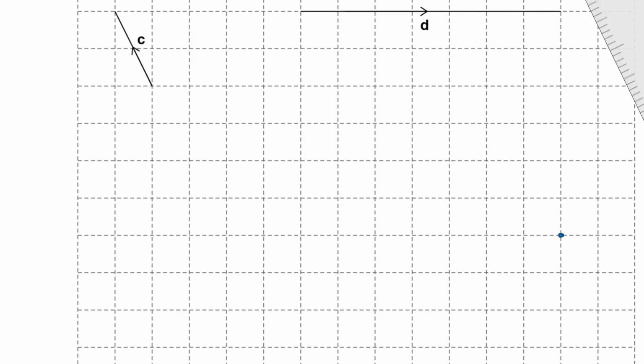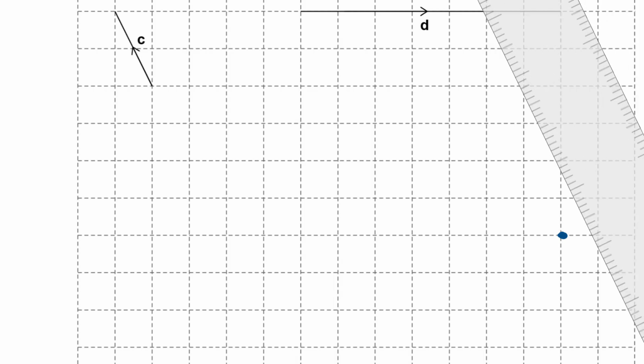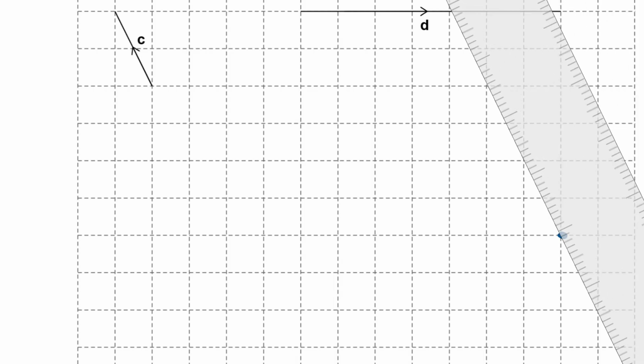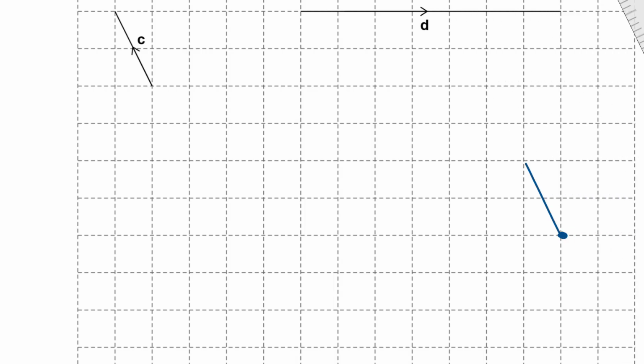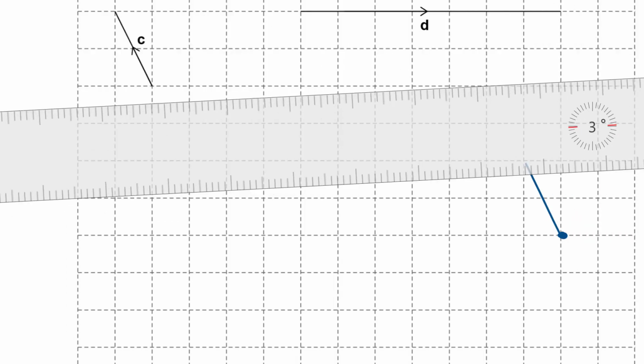So I'm going to start on the right hand side of my paper, otherwise I'm not going to fit it all in. So let's start at this point here. Vector C goes 1 to the left and 2 up. So it's going to take me from there to there. Okay, now D is normally 1, 2, 3, 4, 5, 6, 7 units to the right. But if I want to do minus D, I want to go the opposite way.